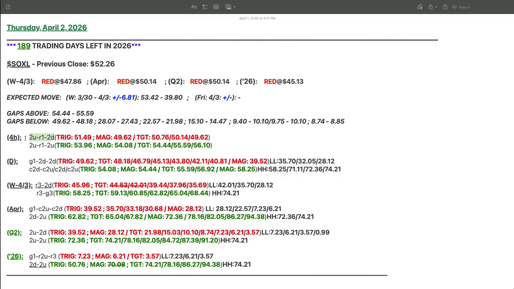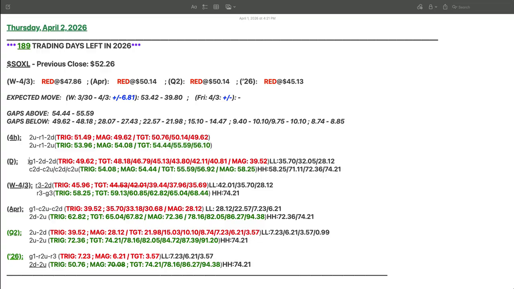We already talked about on the 4-hour, if we do go to the downside, that gives us a 2-1-2 down reversal, triggering at 51.49. The magnitude for that move is 49.62. Should we complete that move and continue on, we do have some extended targets listed here for you. If we go to the upside, we get that 2-1-2 up continuation. Again, not a lot of magnitude there, 53.96 to 54.08.